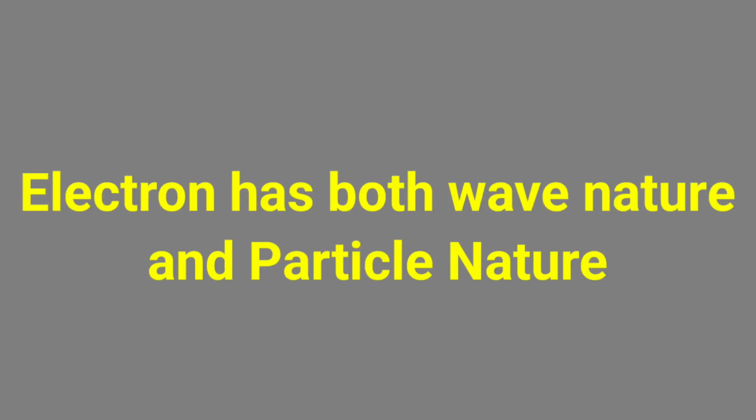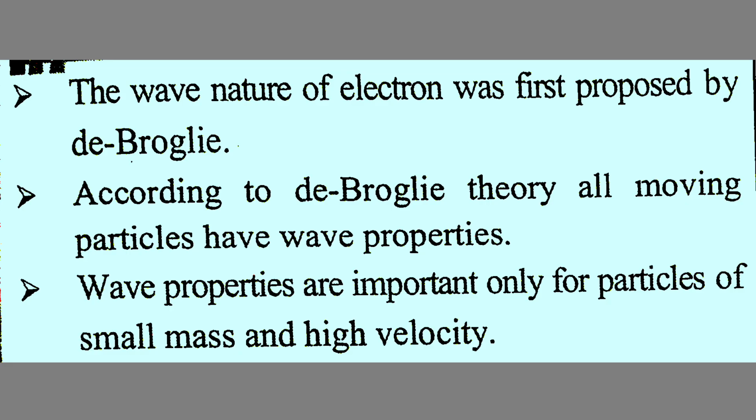Okay, today our concept is De-Broglie's wave theory. What is the importance of De-Broglie wave theory? Let me explain now. We know that electron has both wave nature and particle nature. The wave nature of electron was first explained by De-Broglie. According to De-Broglie theory, all moving particles have wave properties. Wave properties are important only for particles of small mass and high velocity.